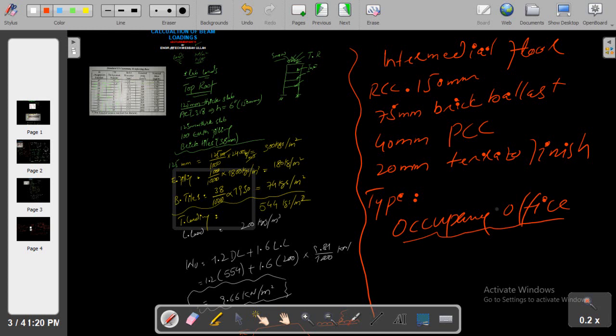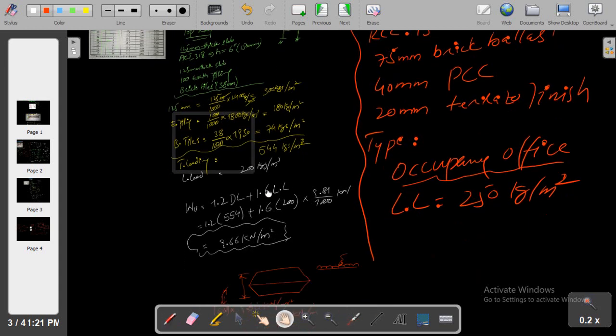type office. Right, from there we will find out the live load, and if we search in that table for office building, it comes out to be 250 kg per square meter, right? Per square meter.